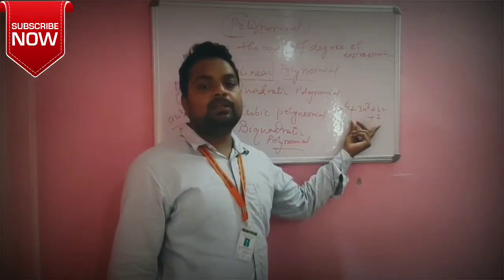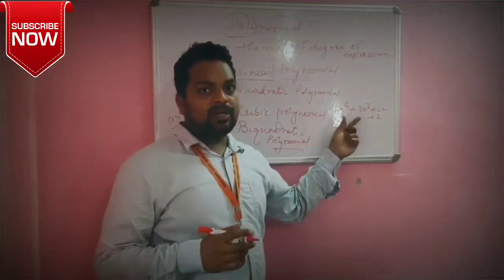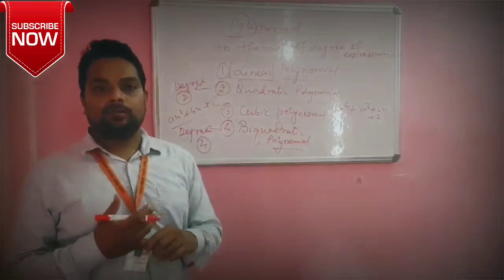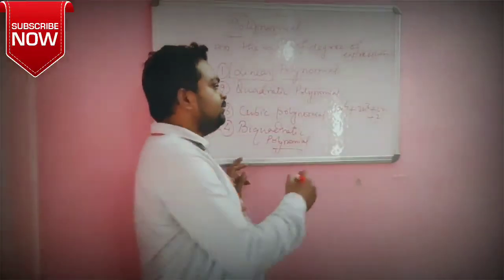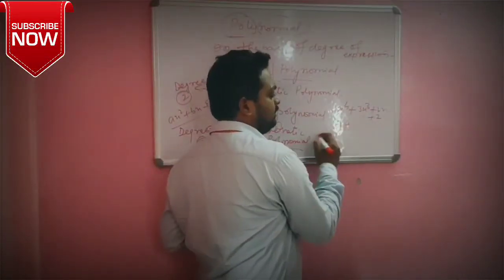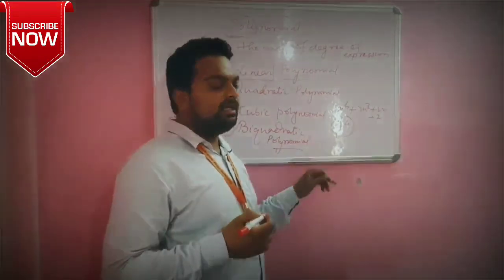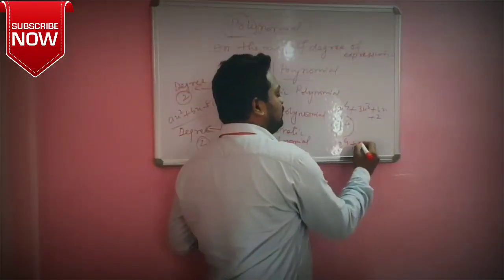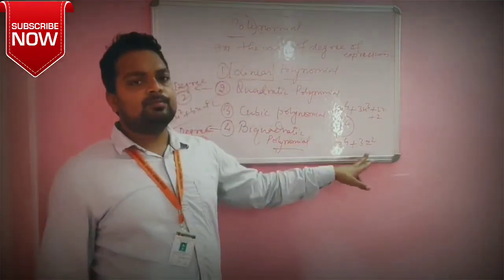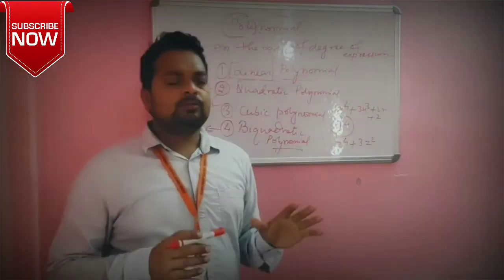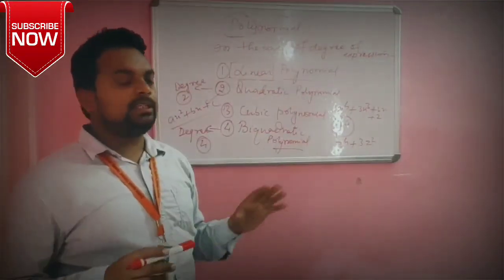So this will be what? The biquadratic polynomial, because it has a power of 4, that's why it is a biquadratic polynomial, with degree 4. You can also use different terms, like if it is written as y to the power 4, it is biquadratic. If it is written as z to the power 4 plus 3z square, like this, then it is also a biquadratic polynomial.